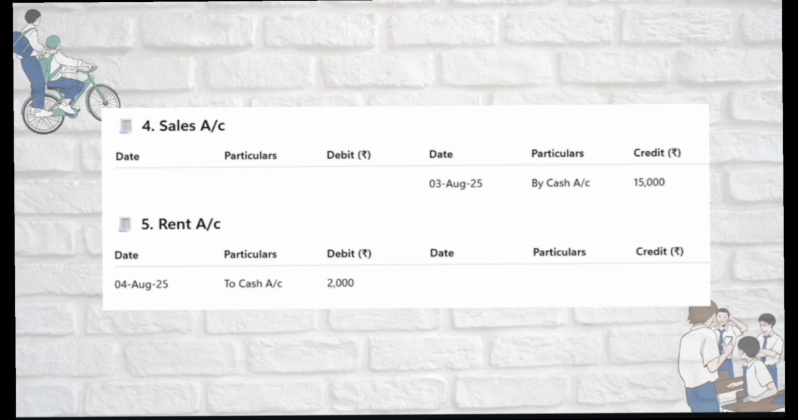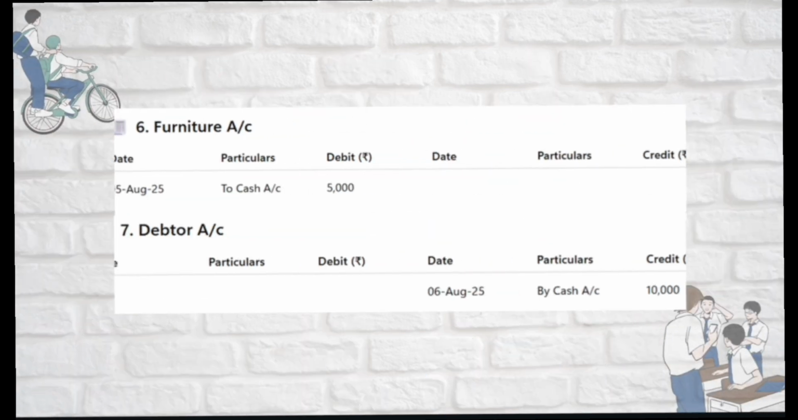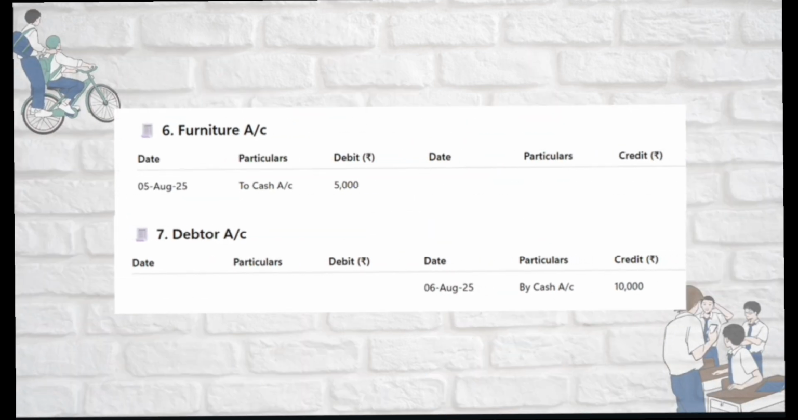Similarly, rent account. On August 4th, rent of rupees 2,000 was paid. So in the rent account, we debit it, and it can be written as to cash account rupees 2,000. In the furniture account, on August 5th, furniture worth rupees 5,000 was purchased. So in the furniture account, we debit. I can write here as to cash account rupees 5,000.